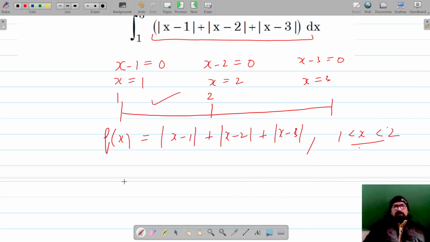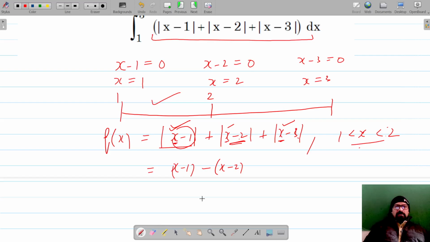So for this interval between 1 and 2, x is greater than 1, so this value x minus 1 is always positive. Now x minus 2, for values of x greater than 1 but less than 2, will always be negative, because x is less than 2. And x minus 3 will also be negative, because x is less than 3.